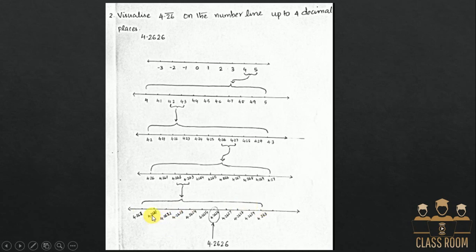We got 4.2621, 4.2622, 4.2623, 4.2624, 4.2625, 4.2626, 4.2627, 4.2628, 4.2629, 4.263. Okay, so this is our number 4.2626. This will be here on the number line. Is it clear? It's very easy.